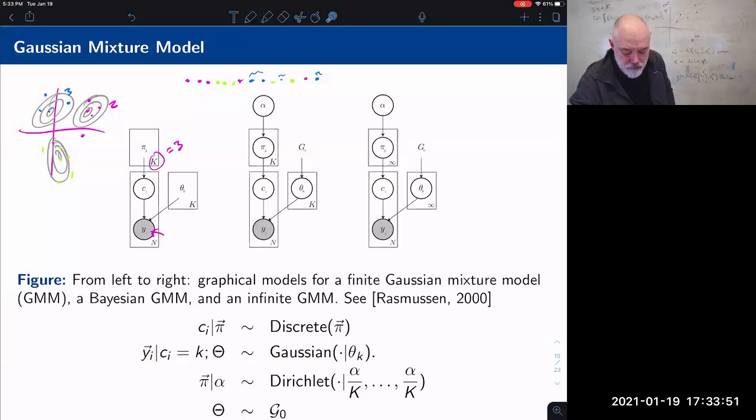We can be a little bit fancier and say that pi itself is drawn from some Dirichlet distribution, and we can be really fancy and say that the parameters of the Gaussian are given some prior as well. So in fact, we'll treat all of these things. I don't know why this black circle is missing here.